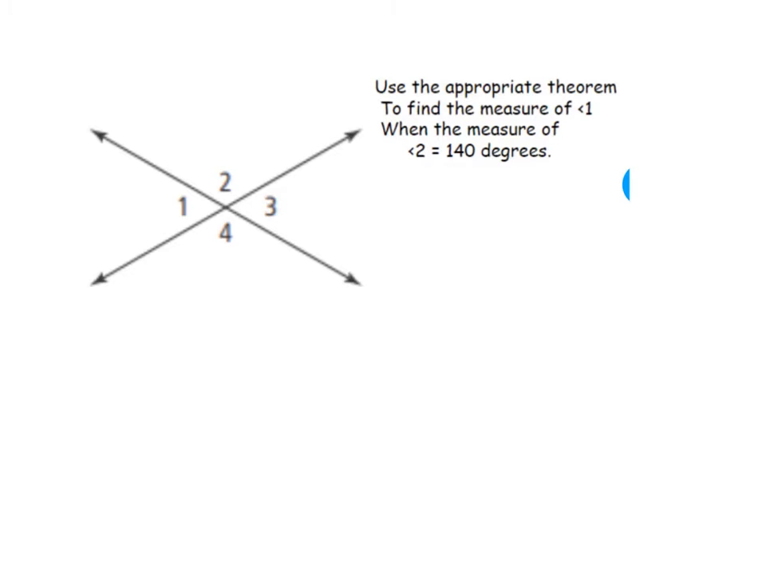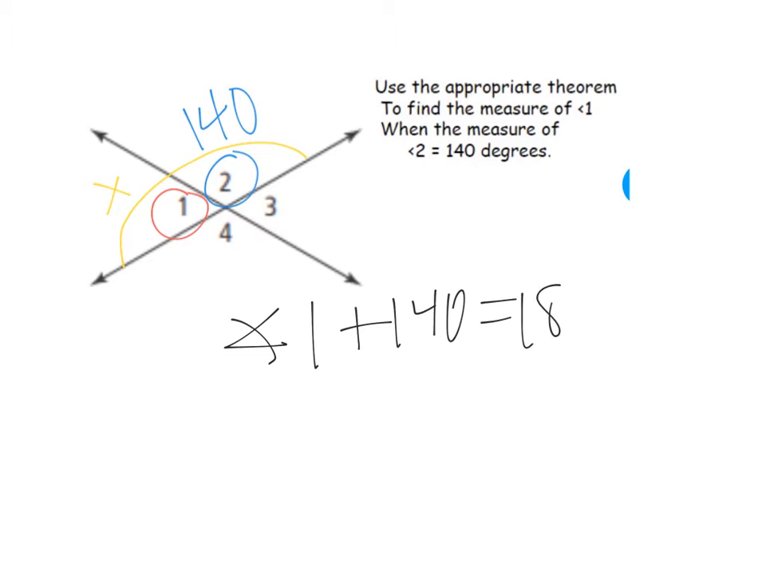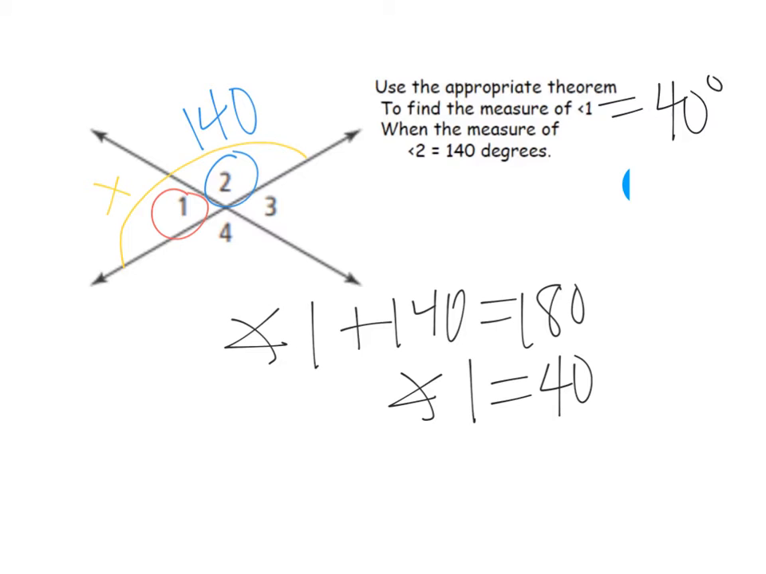All right, now I'm going to use the appropriate theorem to find the measure of angle 1. So where's angle 1? That's the first thing we need to figure out. Here's angle 1. The measure of angle 2, here's angle 2, is 140 degrees. So how are angle 1 and angle 2 related? Well, they form this straight angle, and all straight angles are 180 degrees. So I would just say that angle 1 plus 140 is equal to 180. Subtract 140 from both sides, and angle 1 is equal to 40. So this, angle 1, is 40 degrees.